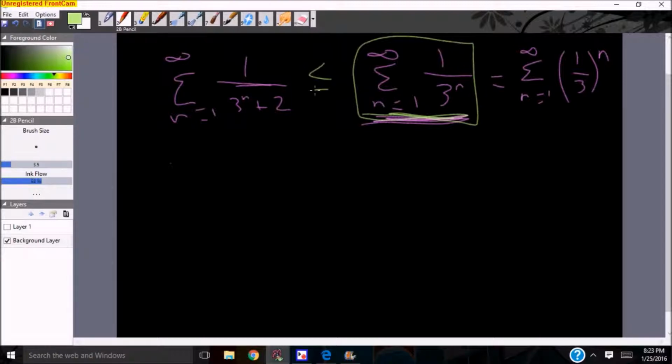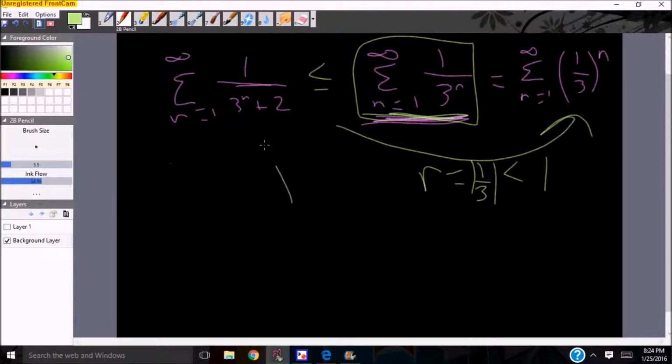And so that means since this is a geometric series whose common ratio is a third, whose absolute value is in fact less than 1, we now know that this geometric series converges, so therefore this series right here converges. Okay, so just like the problem before, we have another series that is bigger that converges, and since it is bigger and converges, we know the smaller series also converges.